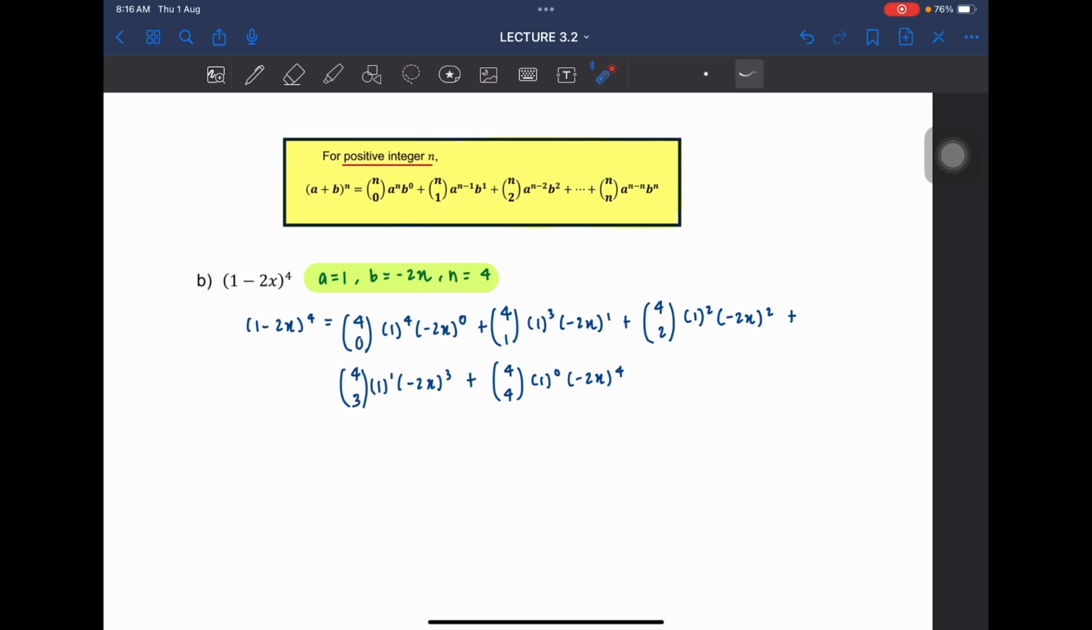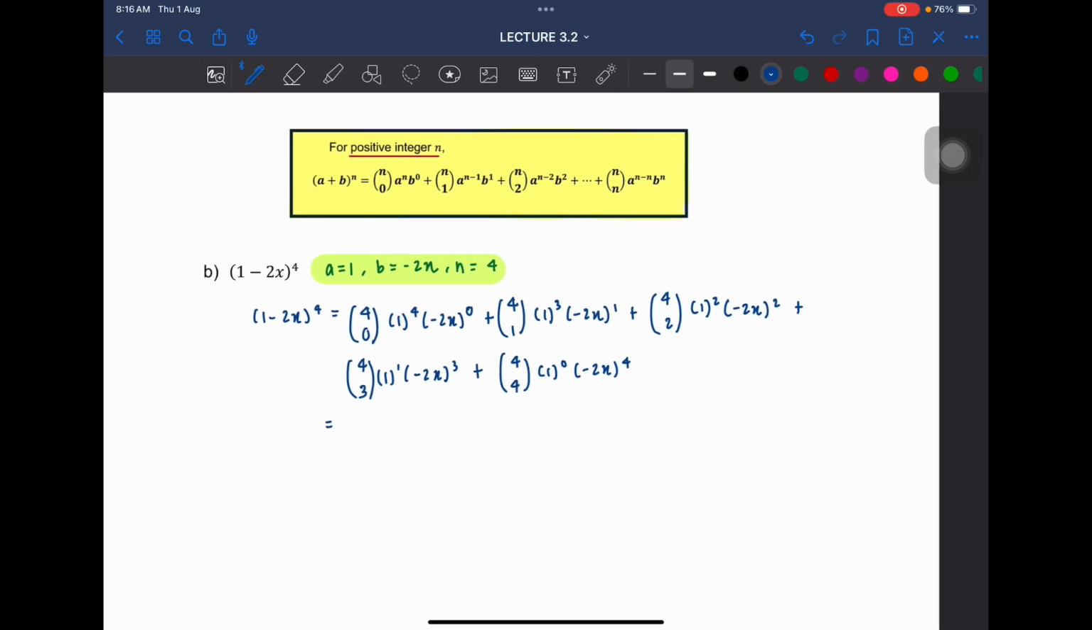Okay, so just in case, let's check together. So we have 4 choose 0, and then choose 1, choose 2, choose 3, choose 4. And for our a, we have the power of n, and then the power gonna decrease 1 by 1. 4, 3, 2, 1, 0. And then for our b, the power gonna increase 1 by 1. So 0, 1, 2, 3, 4. Okay. So now we just need to calculate the value.